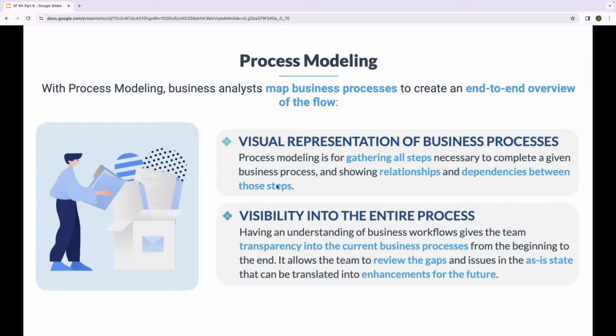Having an understanding of the business workflow gives the team transparency into the current business process from the beginning to the end. It allows the team to review the gaps and issues in the current state that can be translated into enhancements for the future.